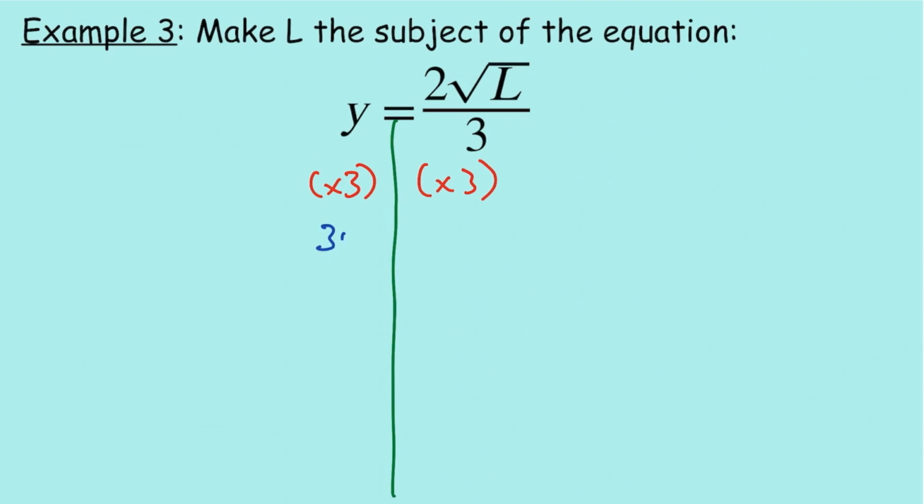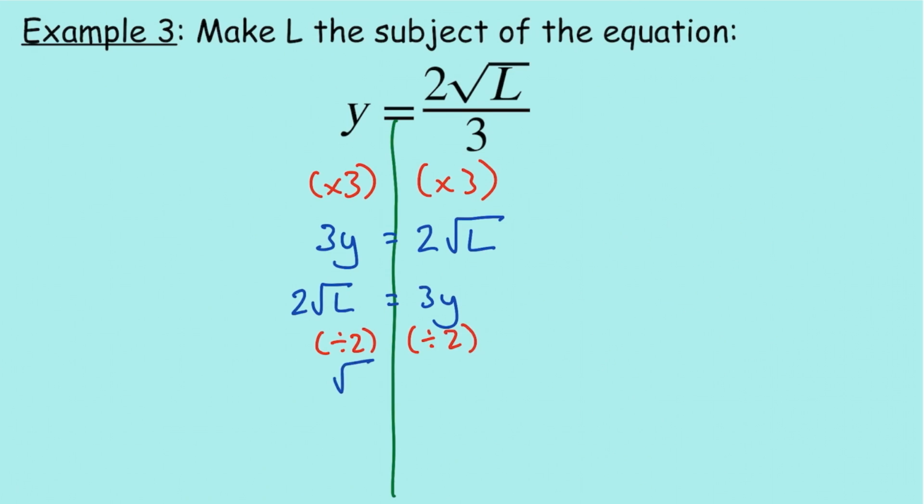This gives me 3y is equal to 2 times the square root of L. Let's swap the two equations around. So we get 2 root L is equal to 3y. Now we've got the root L is times by 2, so I'm going to divide by 2. Divide by 2 on both sides. This gives me root L is equal to 3y over 2.